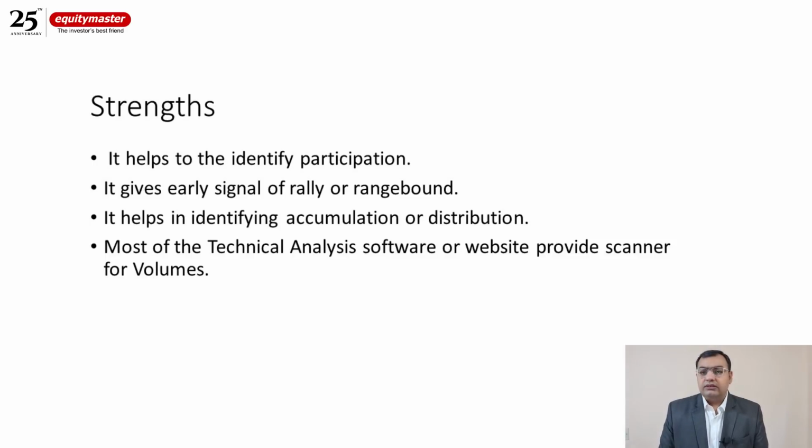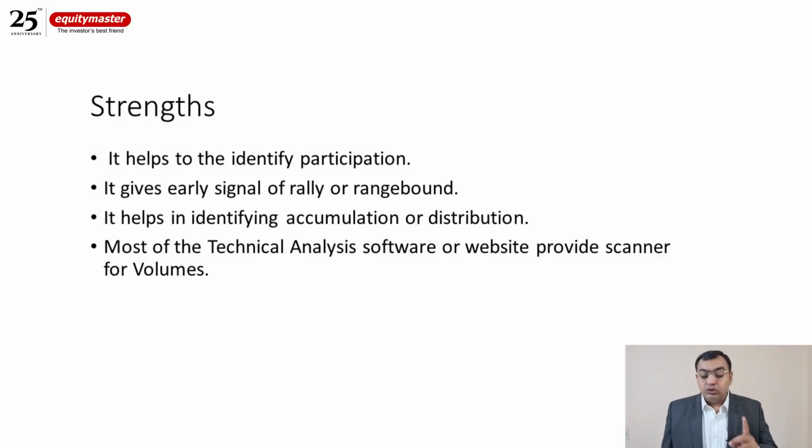So let me discuss the strengths and weaknesses over here. It helps in identifying what participation is happening: is FII buying, is FII selling, and retail's participation shows up in the volumes. It gives an early sign of a rally emerging in range bound markets, consolidation or pullback. It helps in identifying whether it is really accumulation or really distribution.